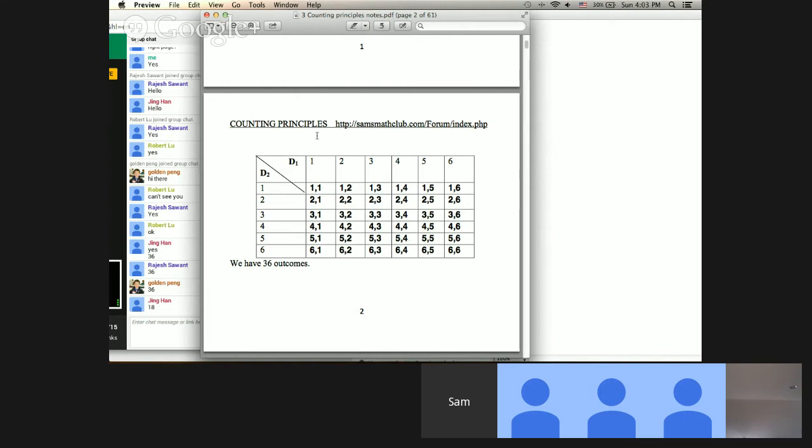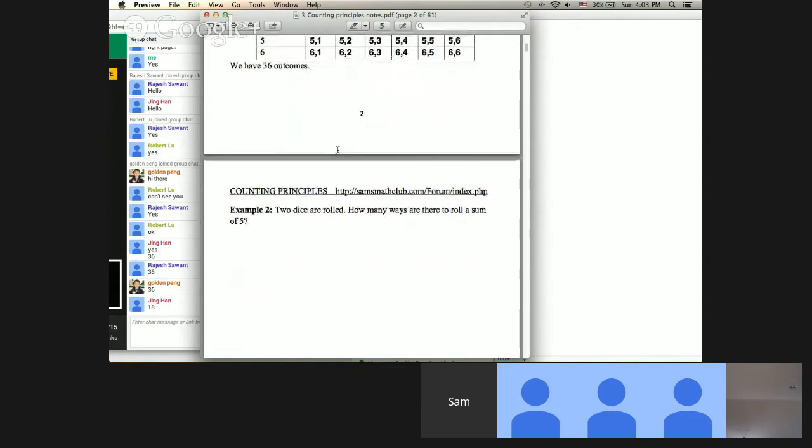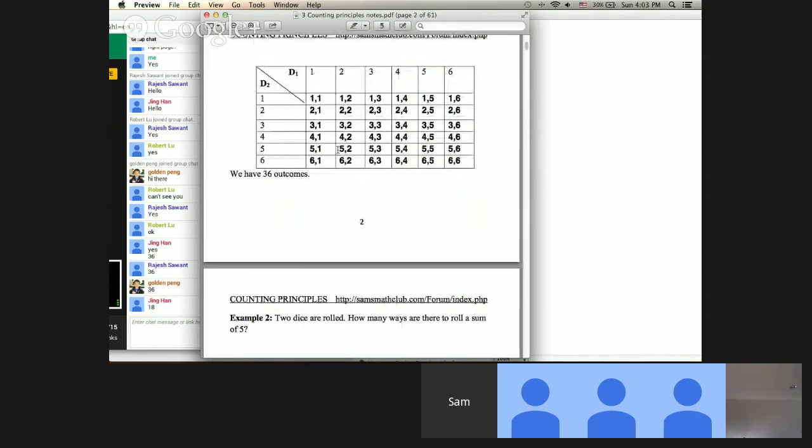You can also think of it like if dice 1 has 6 possible ways and dice 2 also has 6, then 6 times 6 equals 36. So that works. If you want, you can use this chart, or if you think it's quicker, you can use your own way, but I always like to use the chart.